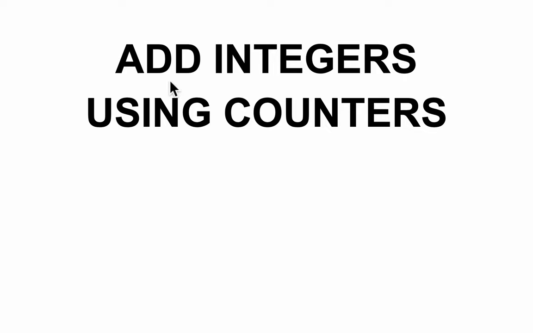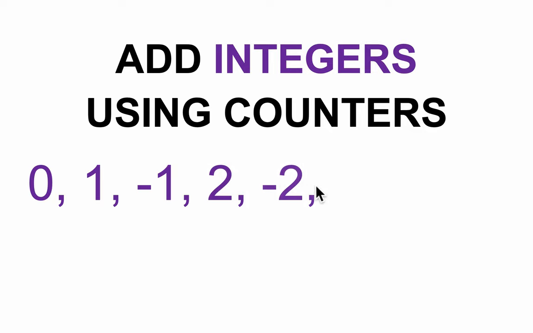Hello, welcome. In this video, we're going to be looking at adding integers using the fantastic mathematical model of counters. Now, what are integers? Well, integers are just numbers. Numbers like 0 and 1 and negative 1 and 2, negative 2, 3, negative 3, and so on and so forth. They're positive or negative whole numbers. And they also include zero.